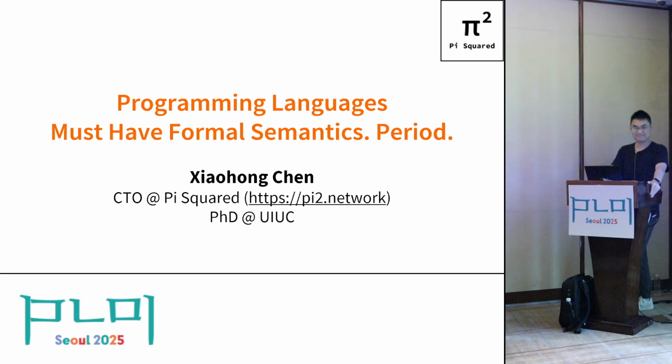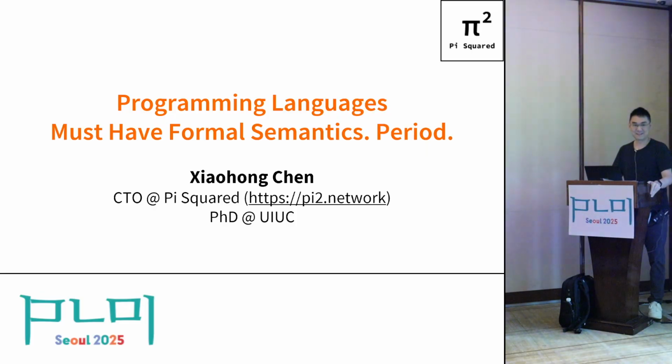So I'm excited to introduce Xiaohong Chen, CTO at Pi Squared, and he's going to talk about K. We are happy to have him today, and looking forward to his lectures and lessons and things that we can learn from him. And you have 25 minutes, including Q&A. We do not have a clock, but let's go. Please give him big hands.